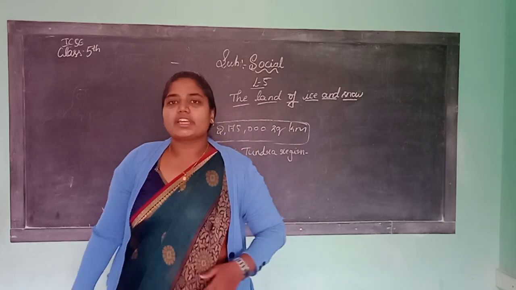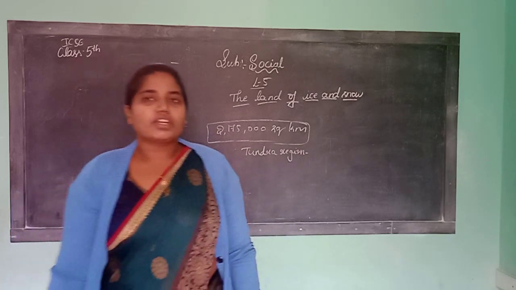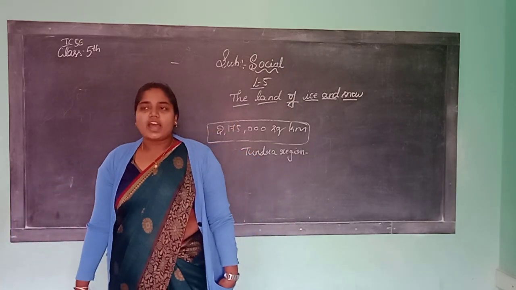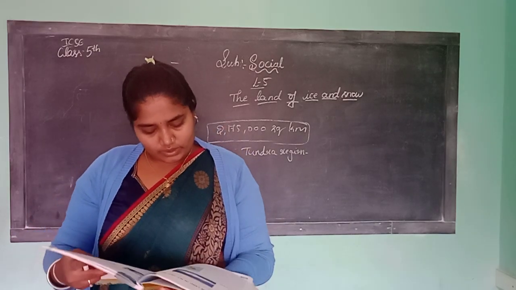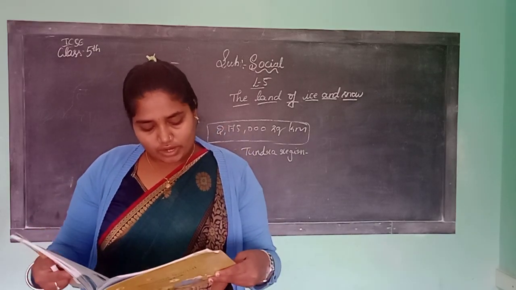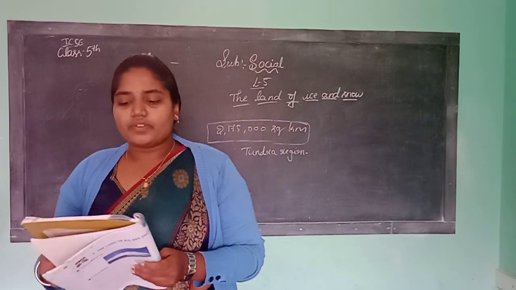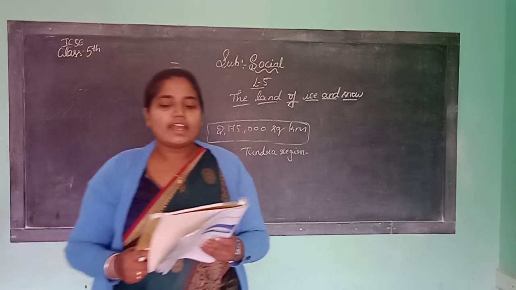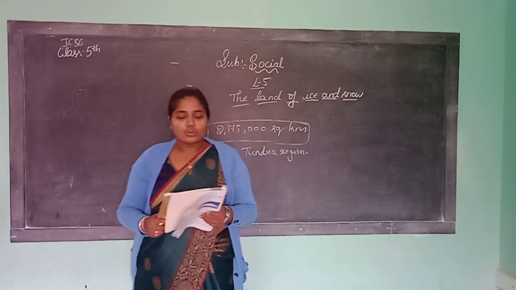So how is the climate in Greenland? In Greenland, it is always covered with ice and snow. This region is also known as the tundra region. More than 4/5 of the total area of Greenland is covered with permanent ice and snow.